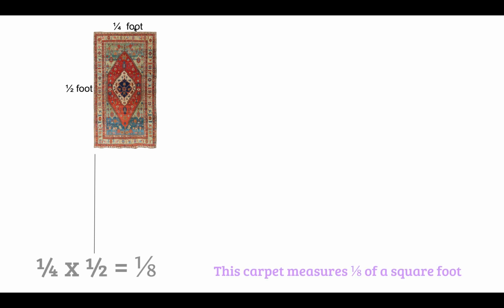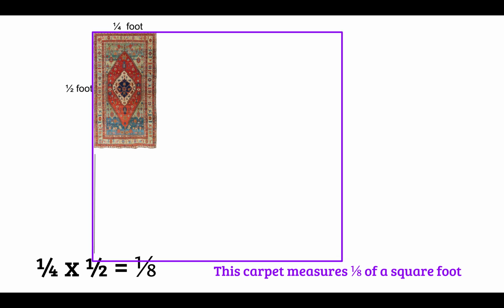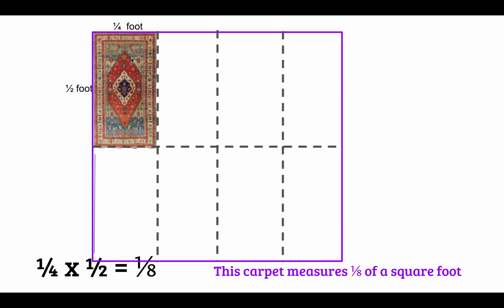So how about with fractions? Let's say I have this carpet. It's half a foot long and 1/4 of a foot wide. I know that 1/2 times 1/4 equals 1/8. So this carpet measures 1/8 of a square foot. And if you want a visual, here's my square foot. And the carpet is 1/8 of it because the length is 1/4 and the height is half. So that carpet is 1/8 of the square foot.